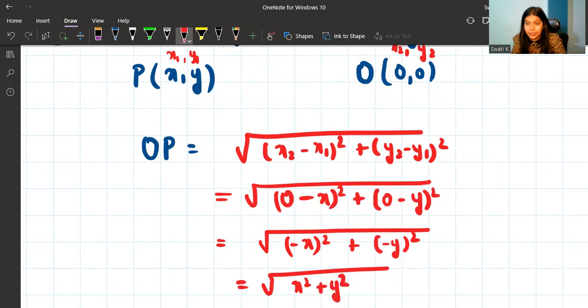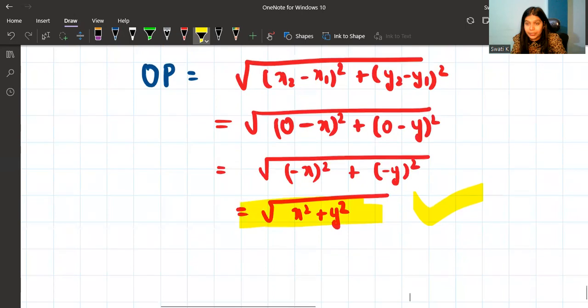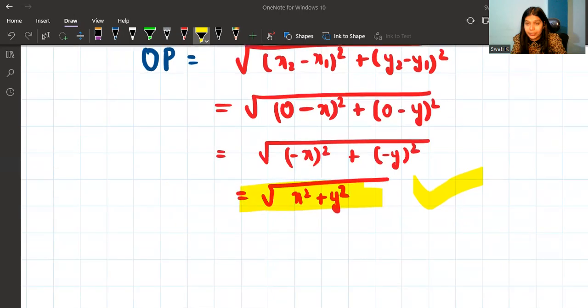So what is the distance between the point P and the origin? That is going to be root over x square plus y square. So this is the answer. All right, let's go to the next question. As I have already said, these all are 1 mark questions. Now let's go to the next question.